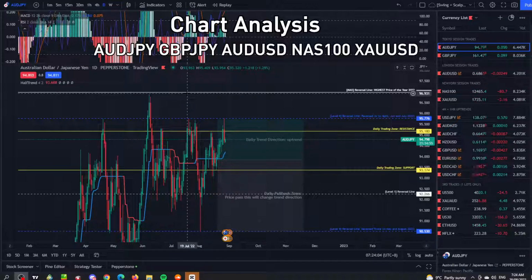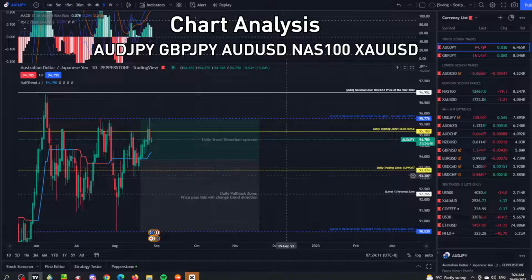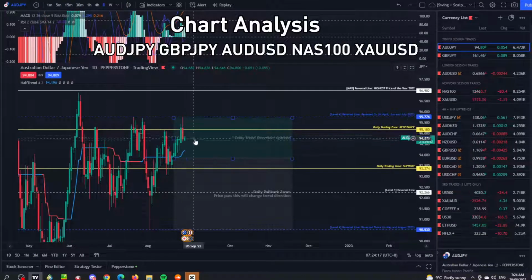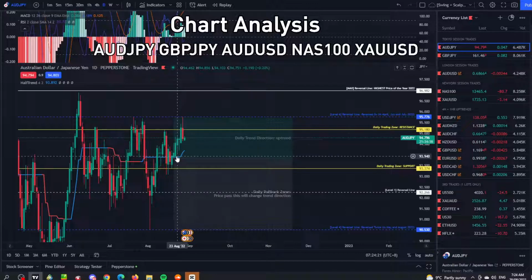Now, Aussie Yen on the daily charts. As we start, last week we predicted that it would go through an uptrend, and it did so like that. Our square was very strong as well because it hit the resistance line and it came back down. So very strong analysis last week for the daily charts.